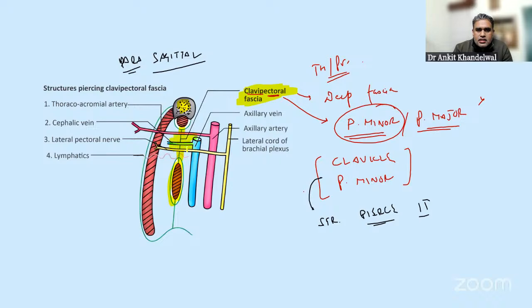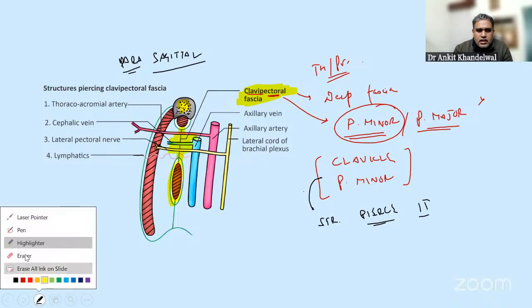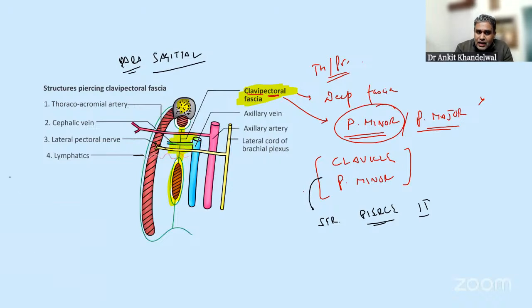And these are structures that pierce it. How to remember the names? Here I would advise you to go with the mnemonic. Structures piercing, written. The mnemonic will be CALL. C refers to, as you can see, cephalic vein. A refers to acromiothoracic artery. And the two L's are the lateral pectoral nerve and lymphatics. So I advise you to go through the mnemonic CALL. That might be helpful for you.